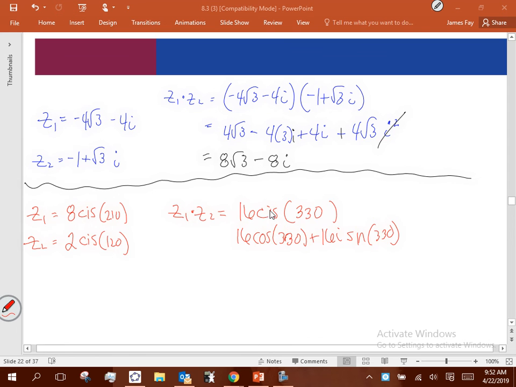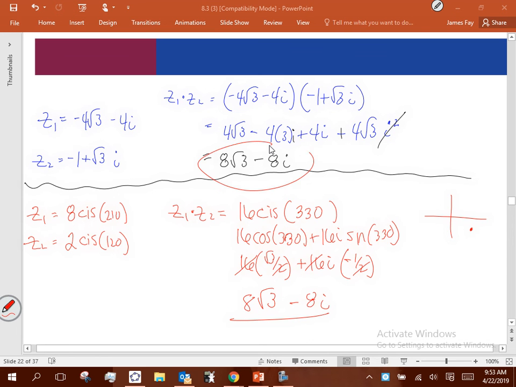What's cosine of 330? From that 330 degrees, it's about right there on the unit circle. So the cosine value is radical 3 over 2. So we get 16 times radical 3 over 2, plus then 16i. What's the sine of 330? Negative 1/2. What's going to happen to the 16s and the 2s? Cancel, right? Gives me 8 radical 3. 16 and the 2 cancel. Gives me negative 8i.